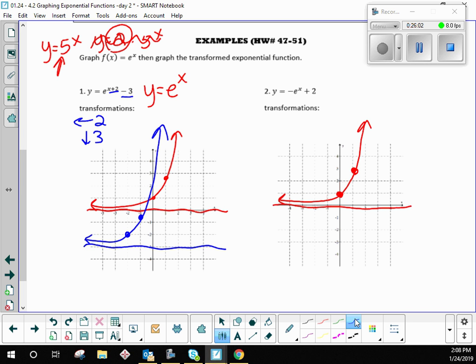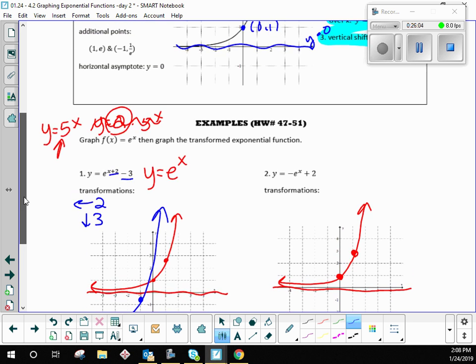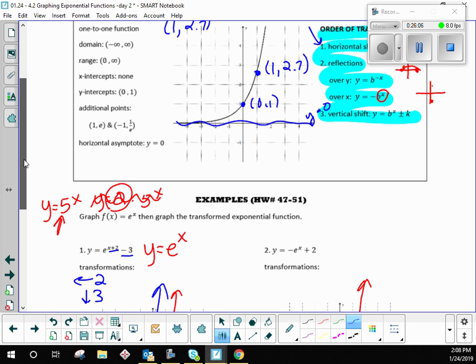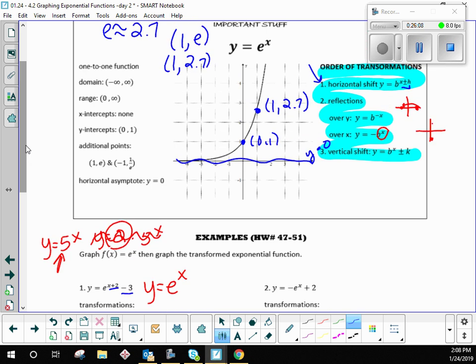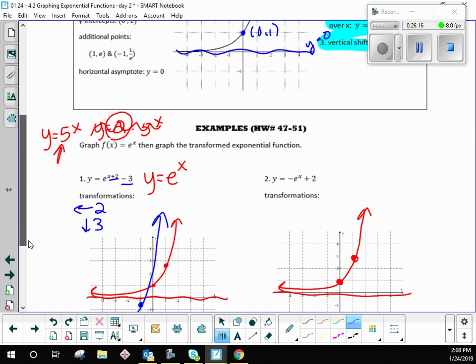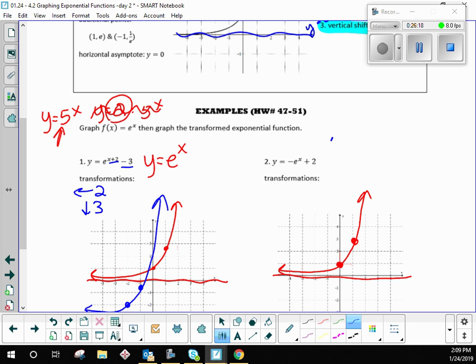The transformations are, so there's a negative in front of e to the x. Is that over y or over x? Okay, over x. When the negative's out front, we know it's going to go over x. There are no horizontal shifts, so we know we're going over x first. And then that plus 2 means what? Up 2. Okay.